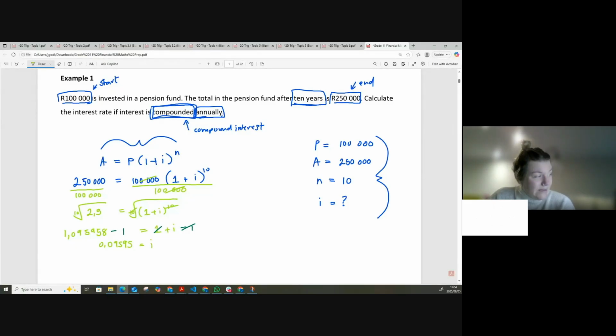At this point, we've got a decimal, but we need to make it a percentage. So we're going to times it by 100. And we're going to land up with 9,5958, blah, blah, percent. But we want to round it off to 2 decimal places. So we're going to say, therefore, I is equal to 9,60%.